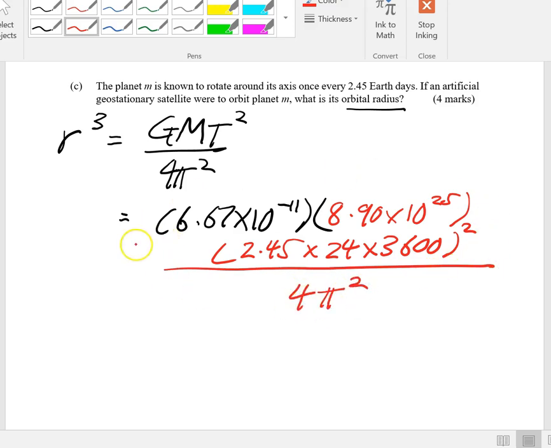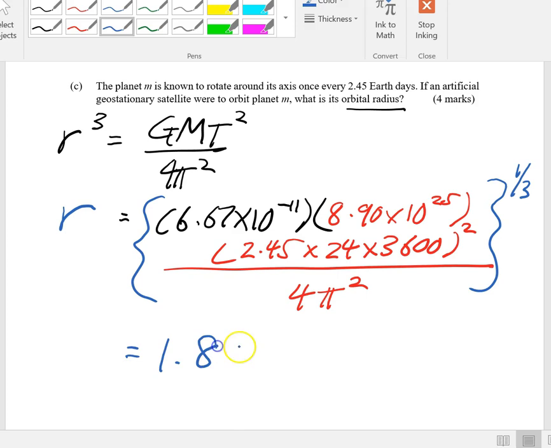So this is the whole expression for r cubed. If I only want r, I have to take this whole thing and cube root it. A fast way of writing is to the power of 1/3. This is how you express cube root. The answer immediately will appear: 1.8 to the power of 8 meters.